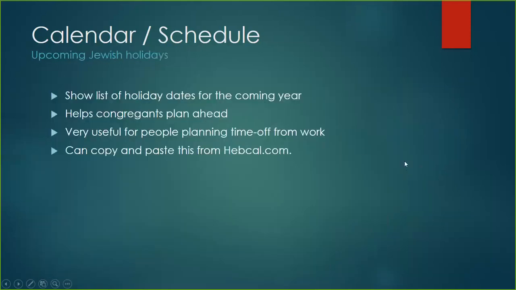The next element is a list of Jewish holidays for the coming year. This can go on a separate page in your worship section. It helps congregants plan ahead, and it's very useful for people who are planning time off from work and vacation days and that sort of thing. Hebcal.com also, you can get this information right from them. They maintain 4 years of holidays published and available for download from their website.